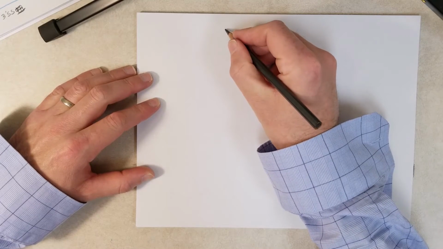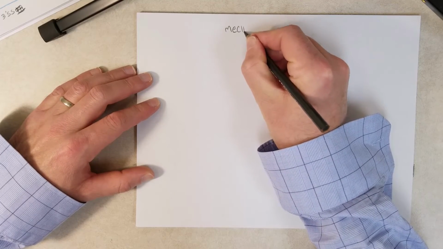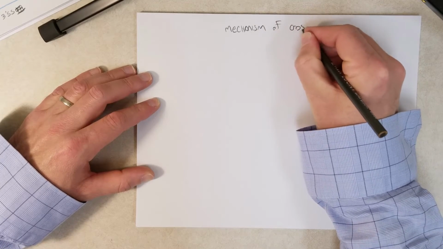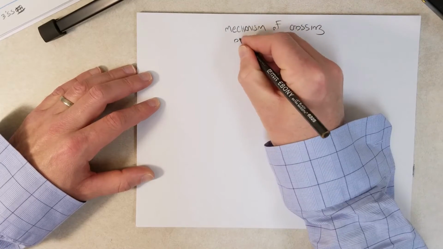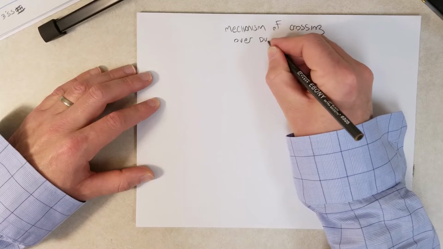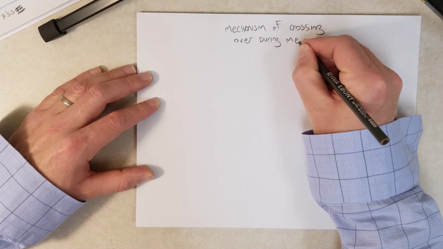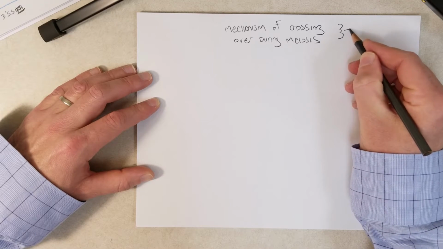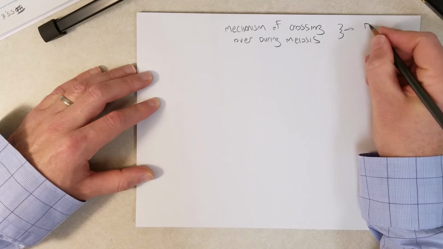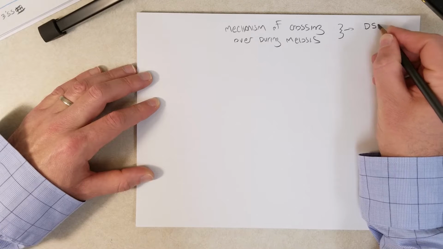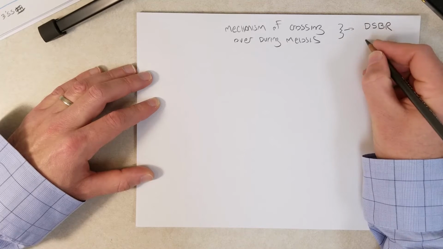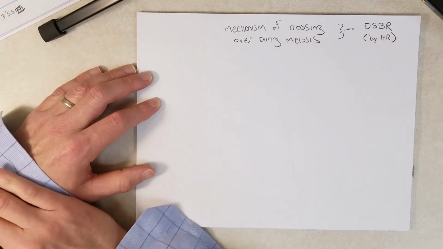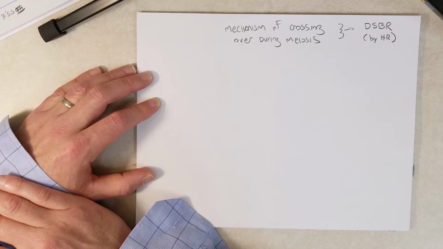I'm going to cover the mechanism of crossing over during meiosis. So in a previous video, I alluded to the name of this mechanism. It's going to be double-strand break repair, and I'm going to put by homologous recombination in parentheses.